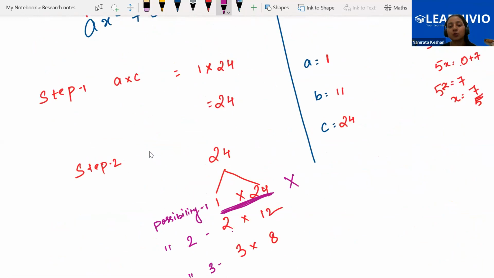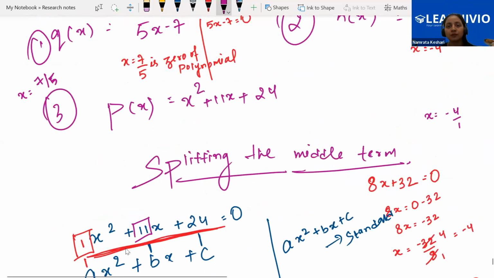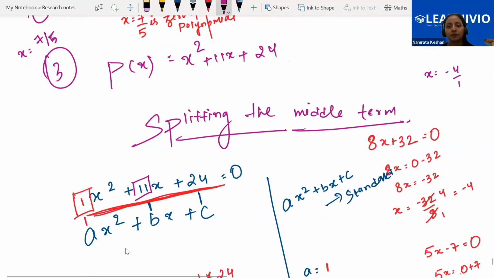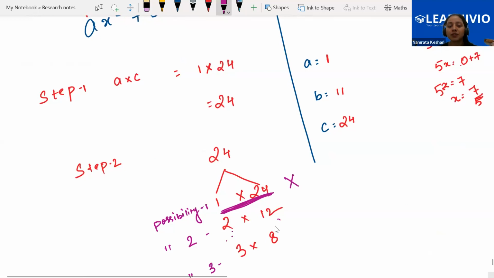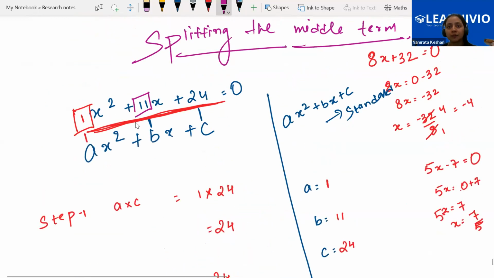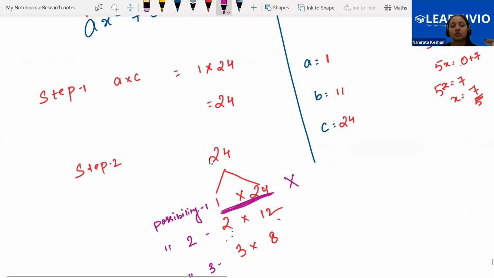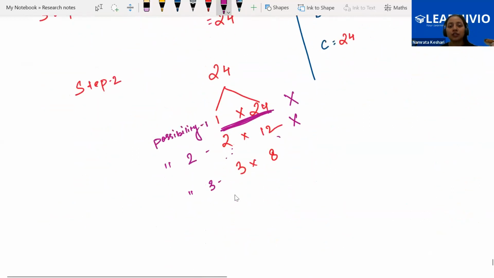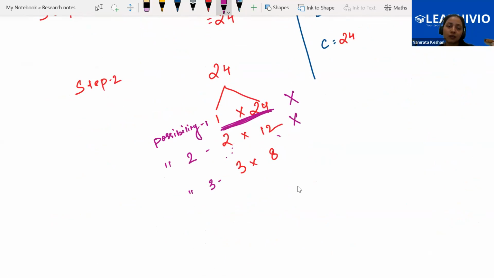If we take 2 and 12 and add these two, are we able to generate 11? Yes or no? No. If we do the subtraction between 2 and 12, are we able to generate the middle term 11? No. So this is also not working. Let's check the third one. If we do the addition of 3 and 8, are we able to generate the middle term, that is 11? Yes. That means we got it, that we have to use this possibility.